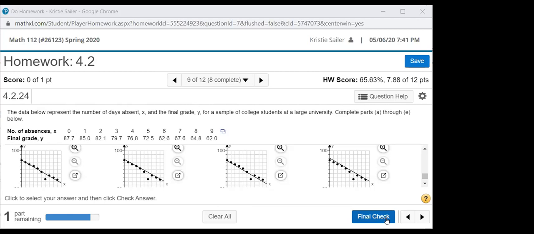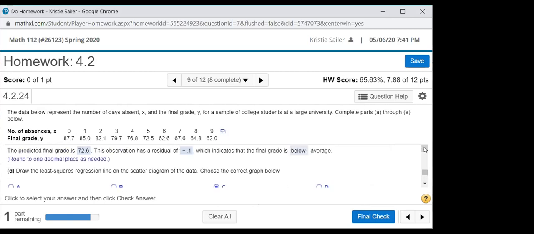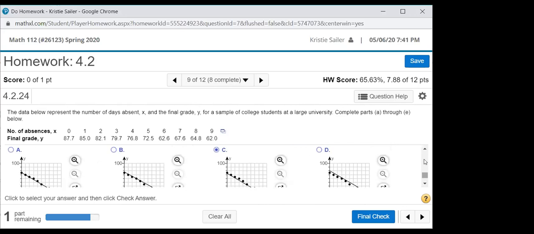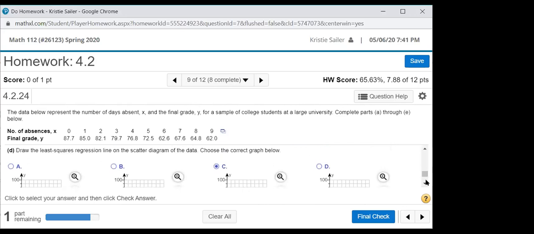So the data below represent the number of days absent and the grade for college students, and you want to find what? Draw the least squares regression line on the scale. Okay, so put it on your calculator. Oh, okay, I have it already with all my data. Do you know how to graph it? Kind of. Yeah, I have directions on how to do it.